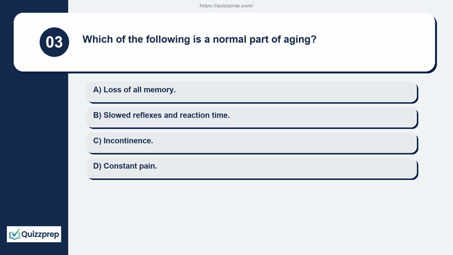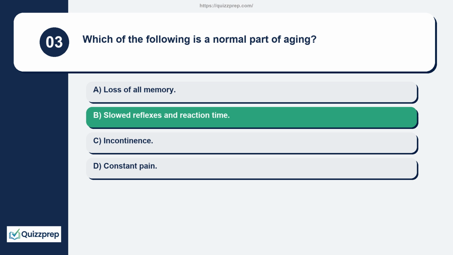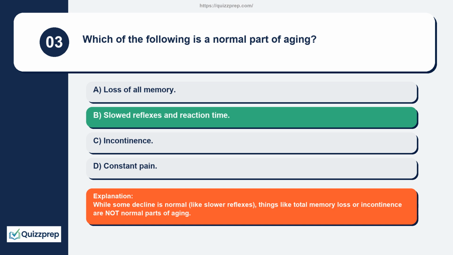Question 3. Which of the following is a normal part of aging? Loss of all memory, slowed reflexes and reaction time, incontinence, constant pain. While some decline is normal, like slower reflexes, things like total memory loss or incontinence are not normal parts of aging.